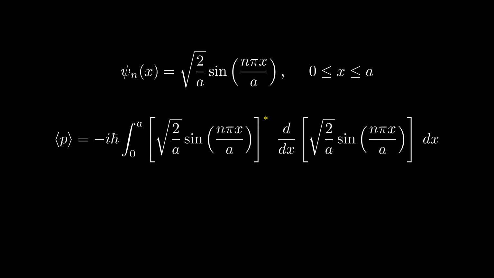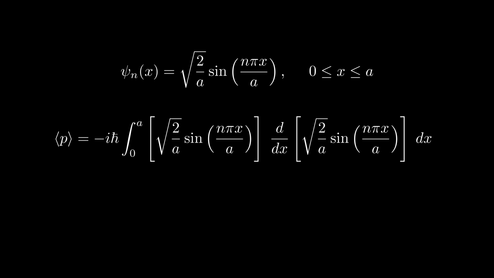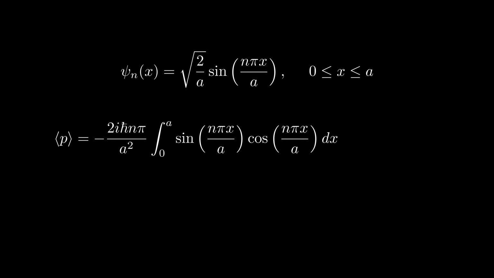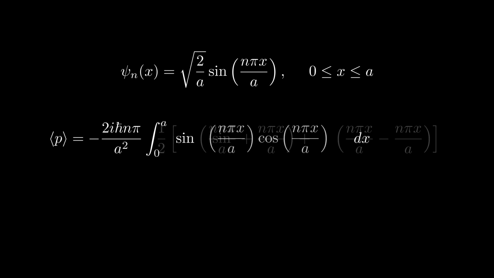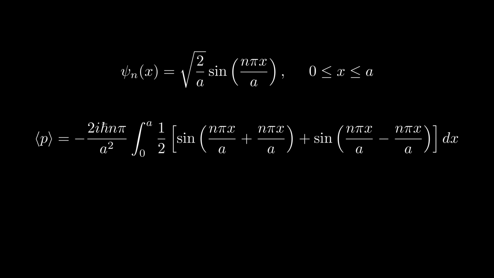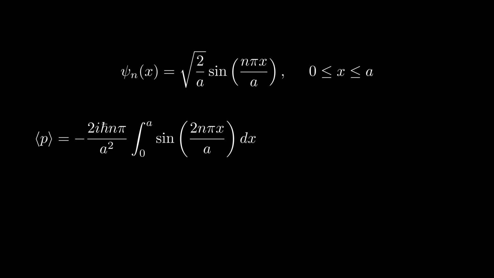Since the wave function psi of x for the infinite square well is real, its complex conjugate is equal to itself. Applying the derivative operator to the wave function is straightforward. Taking the derivative of the sine function simply results in the cosine function, scaled by the factor from the chain rule. Simplifying further, the remaining part of the integral involves the product of sine and cosine functions. Next, we utilize a trigonometric identity to simplify the integral. This transforms it into a sine function that can be directly evaluated at the boundaries.